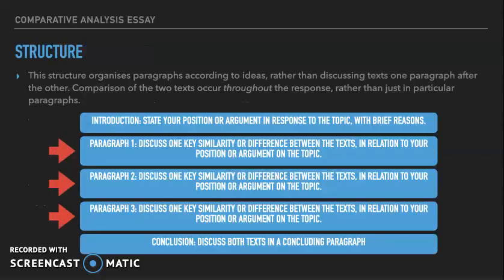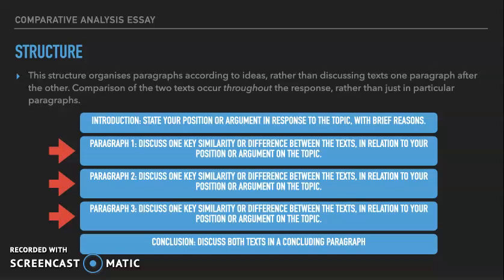Alrighty, so this structure organizes paragraphs according to ideas rather than discussing text one paragraph after the other. So sometimes when people write a comparative essay, they might have their introduction, and then paragraph 1 might be about one text, and then paragraph 2 might be about the second text, and then paragraph 3 might be about both texts. That's actually not a very good comparative analysis when it's written like that. You could write it in a really great way and get an acceptable grade, but it's not really comparative analysis if you're not comparing and contrasting throughout the whole essay. So with this structure that I'm going to show you, comparison of the two texts occurs throughout the response rather than just in particular paragraphs.